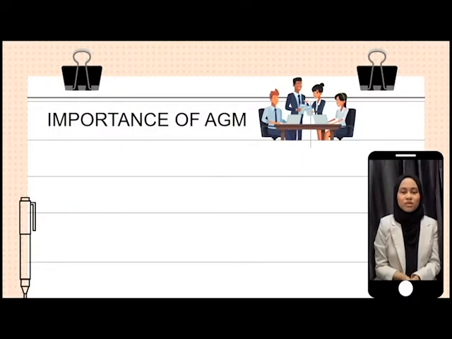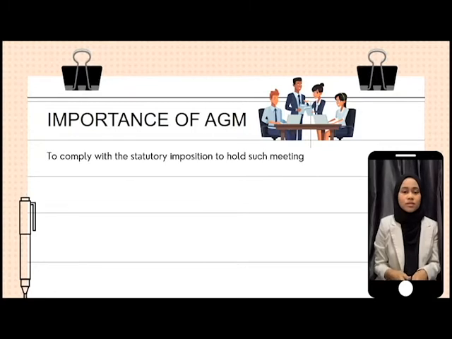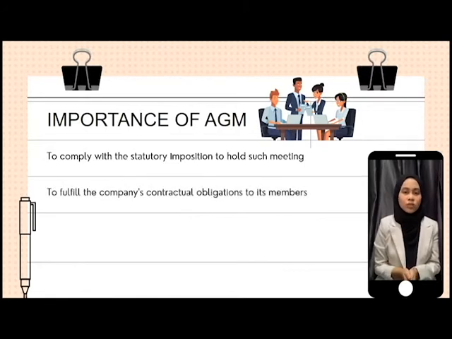My name is Sabrina and I'm going to talk about the importance of the annual general meeting. The importance of the annual general meeting is to comply with the statutory requirement to hold such a meeting in order to fulfill the company's contractual obligation to its members.